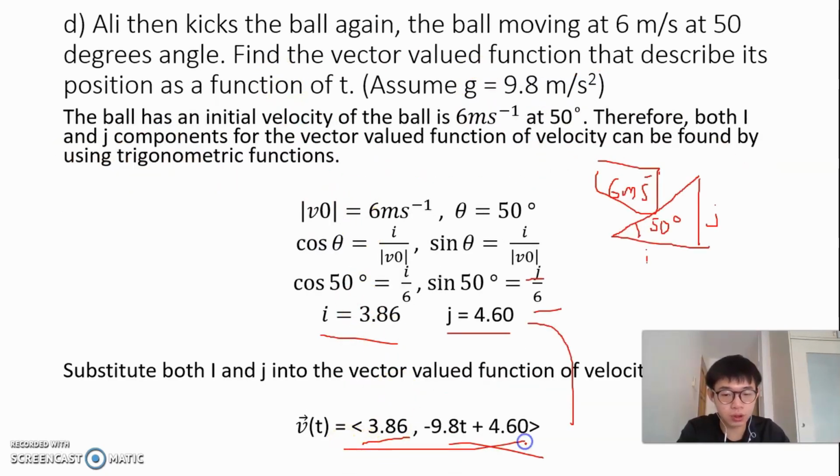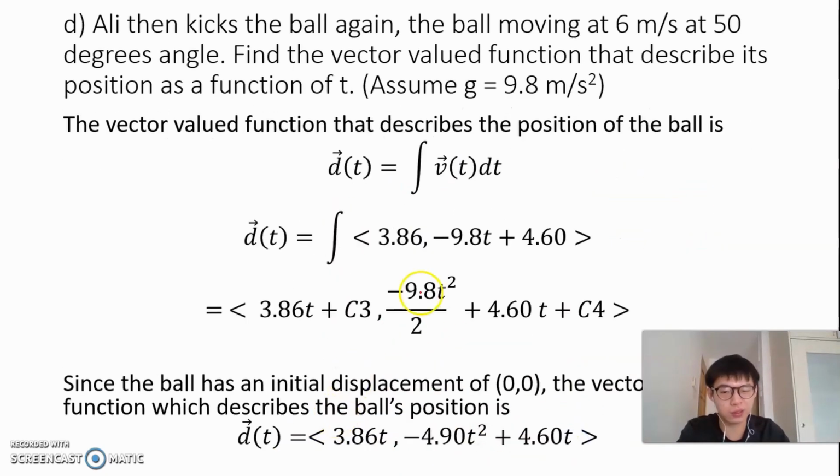Now this equation, we integrate this vector value function for velocity. So after integration, we get 3.86t plus c3, and for negative 9.8, integrate, we get negative 9.8t squared over 2, plus 4.60t plus c4. Again, you may ask, what is c3 and what is c4? c3 and c4 are basically the initial displacement, the initial position of the ball before Ali kicks the ball.